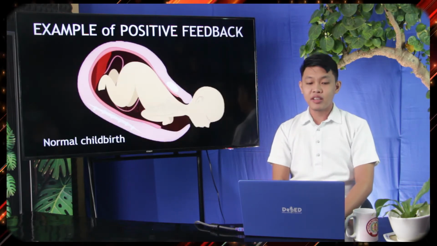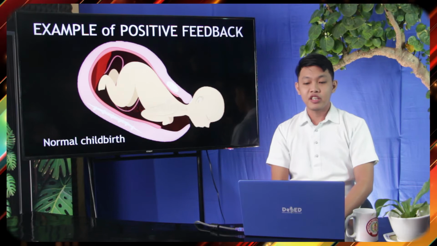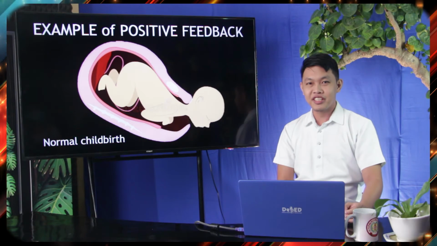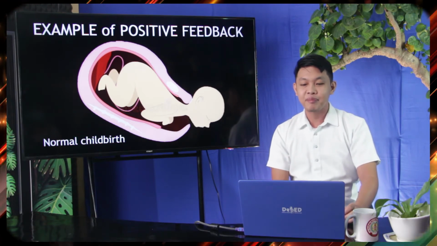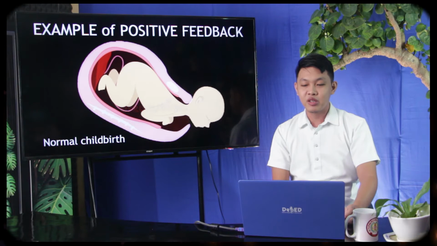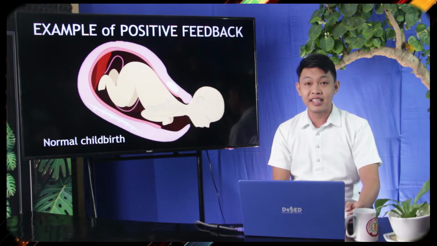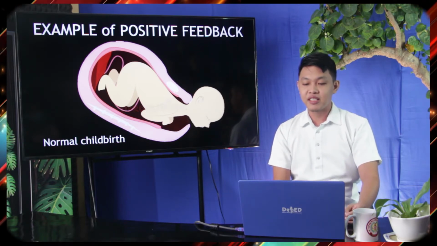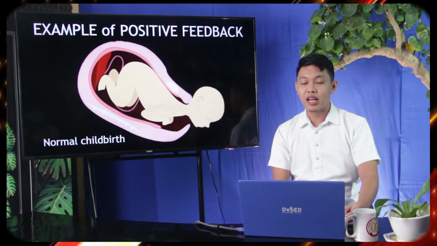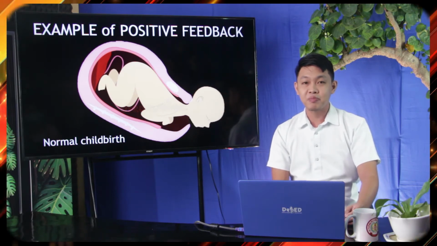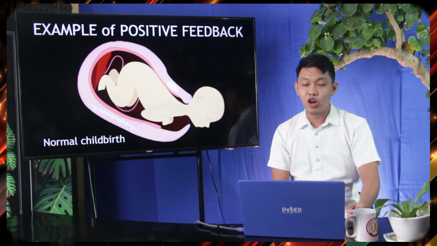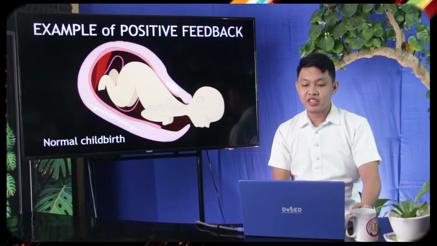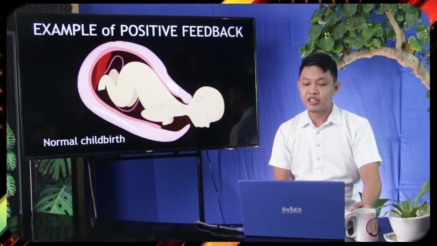Another example is the normal childbirth. In connection to our previous topic, which is the reproductive system, normal childbirth is an example of positive feedback. The process normally begins when the head of the infant pushes against the cervix. This stimulates the nerve impulses which travel from the cervix to the hypothalamus in the brain. In response, the hypothalamus sends the hormone oxytocin to the pituitary gland, which secretes it into the bloodstream so it can be carried to the uterus.